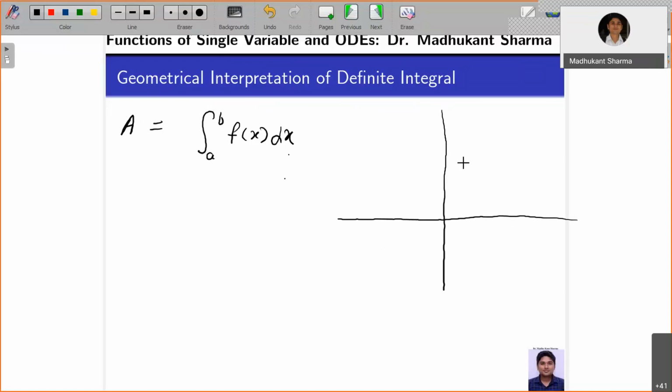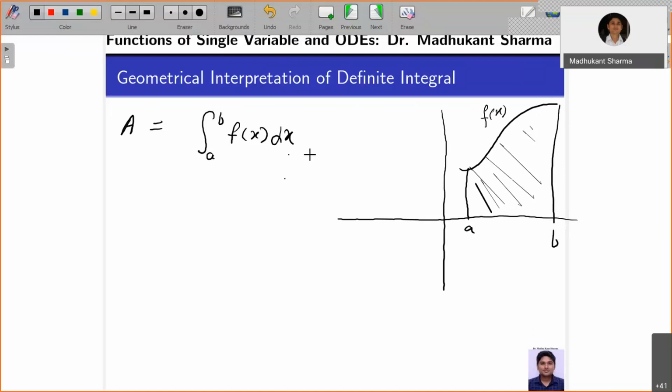So suppose f of x is positive, so the curve is above the x-axis. It is between a and this is b. So the integral from a to b of f of x dx will give you the area covered under the curve. This is your f of x on the interval a to b. How that works is the answer given by Riemann, so we are going to look at that as well.